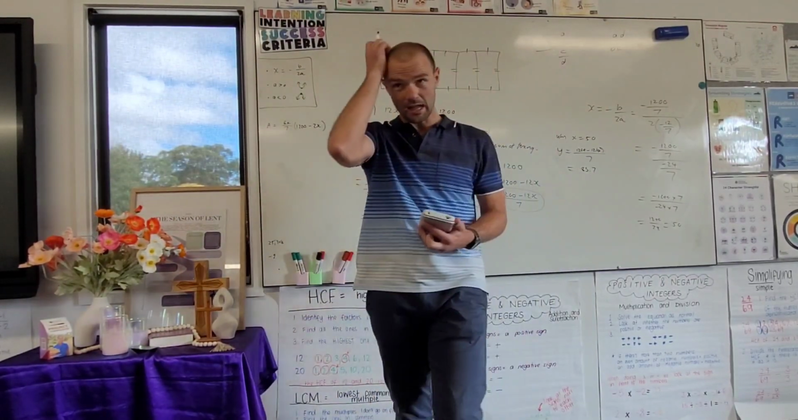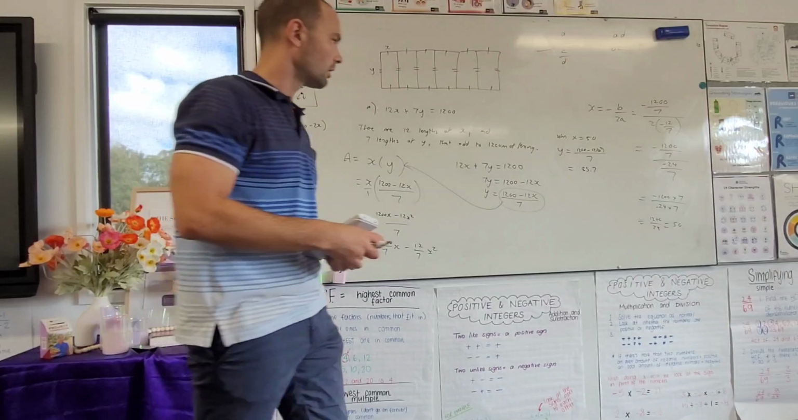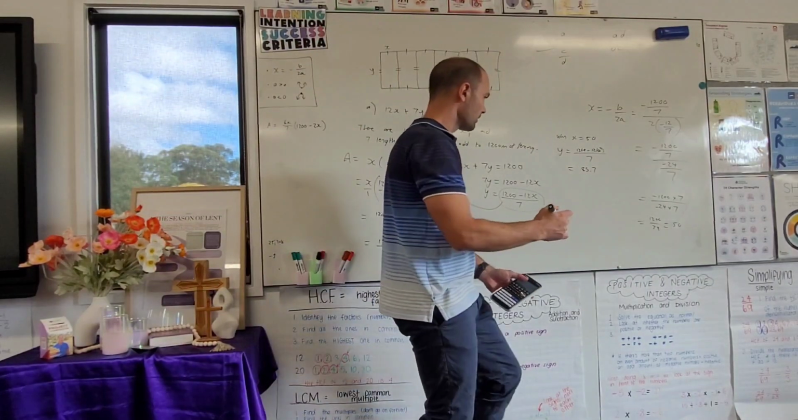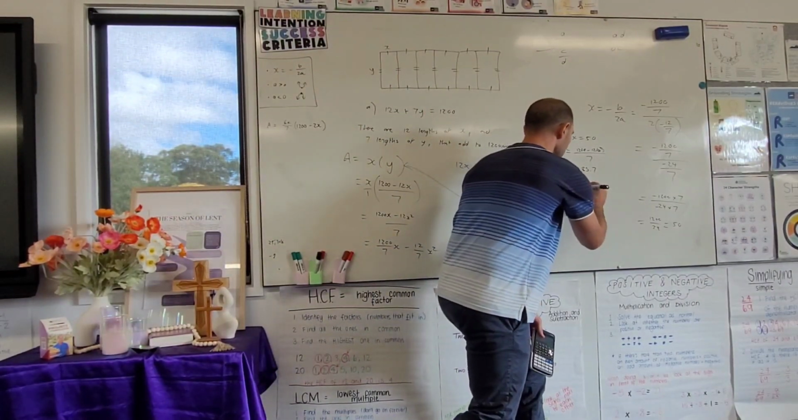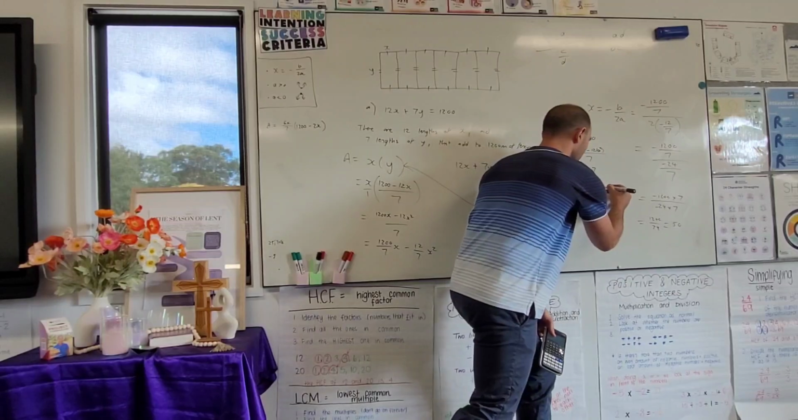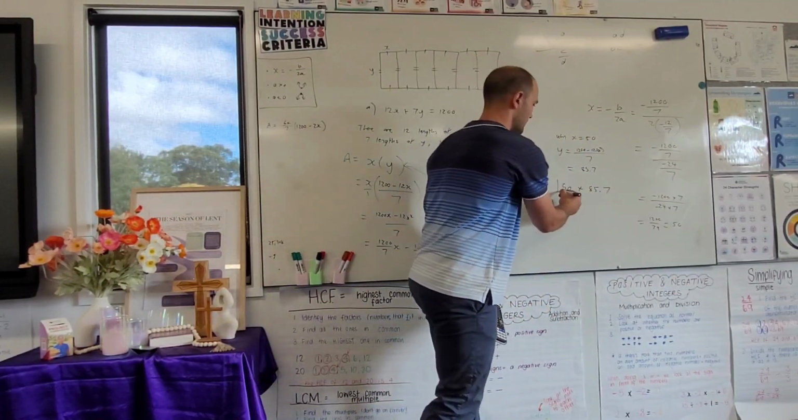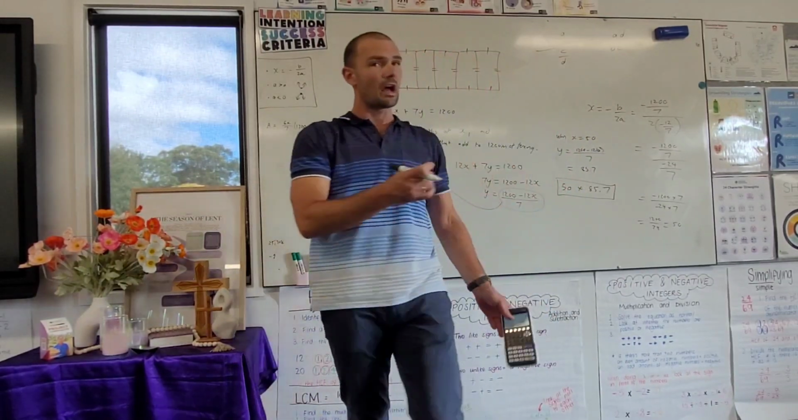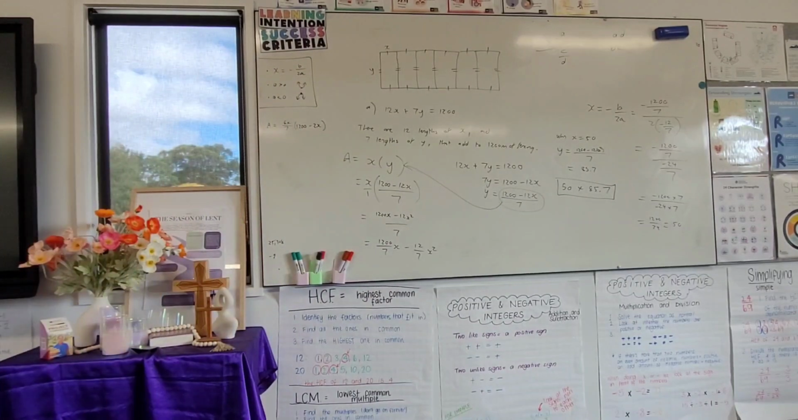Okay, so to answer the question, with 1200 meters of fencing, the dimension that we have is 50 by 85.7. That's our optimal solution. Other shapes or other dimensions will give you a smaller area. This is the maximum area.